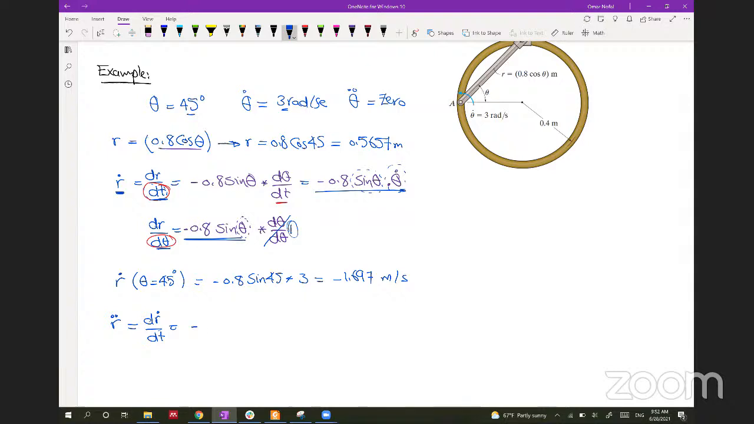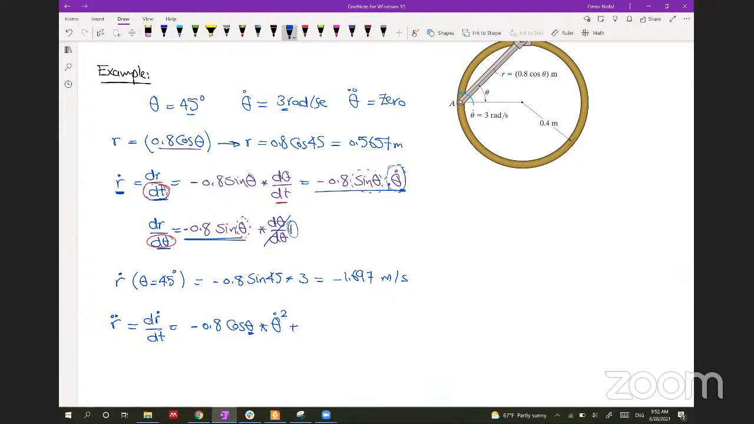So it will be negative 0.8. Let's differentiate the sine. So the derivative of the sine will be cosine theta multiplied by theta dot, the derivative of this one with respect to t. And we have another theta dot outside, so it will be theta dot squared. So we are done with the first part of the differentiation. Let's get to the second part.